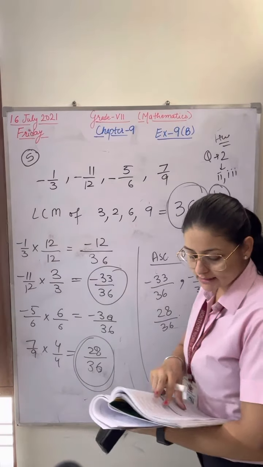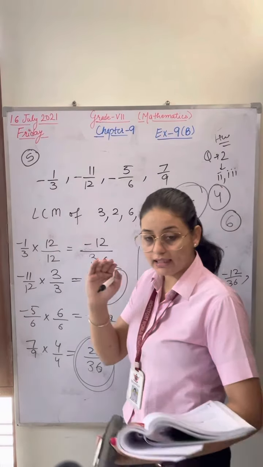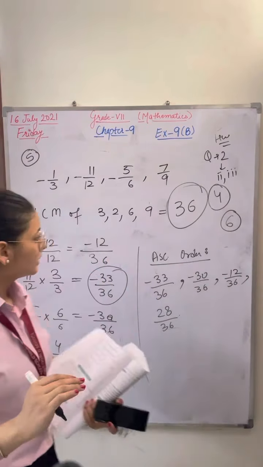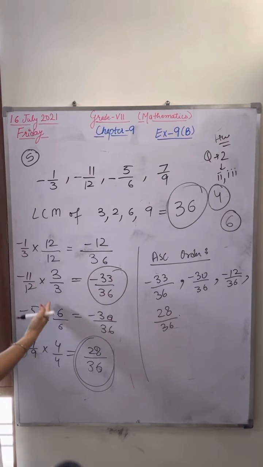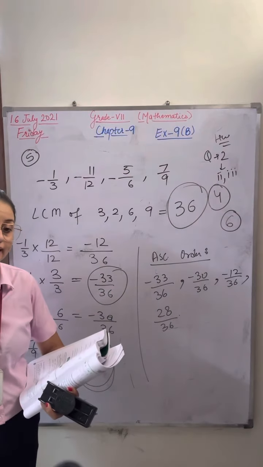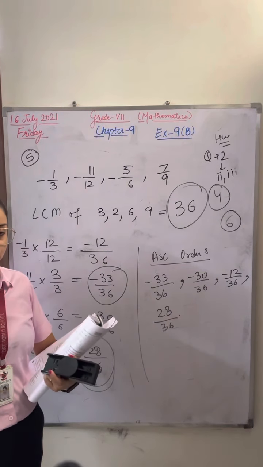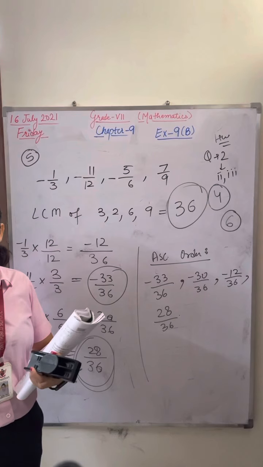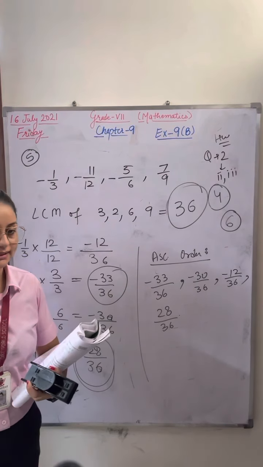Similarly, the 6th question. In the 6th question, find out the LCM of all the denominators, and then go for the multiplication. Take out the values. After that, write down in descending order. Descending means first the biggest, then smaller, and the smallest.